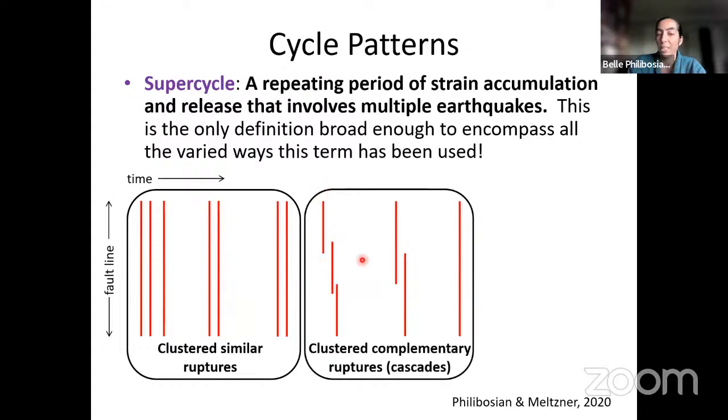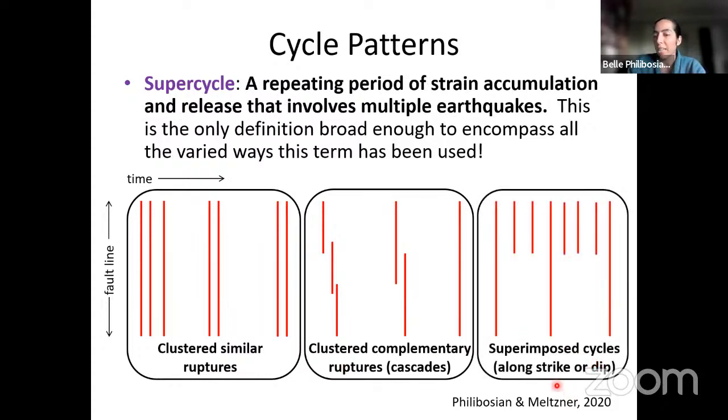Differently, if we have clusters, but each earthquake is dominantly rupturing a different part of the fault, we might call these clustered complementary ruptures or rupture cascades. And another variety would be that we have two families of ruptures. They're occurring more frequently on this part of the fault and less frequently extend to the southern part of the fault. We might call that a superimposed cycle. That is, you have one cycle here, and that is superimposed on a longer cycle here. And that could occur along strike or along dip on the fault.